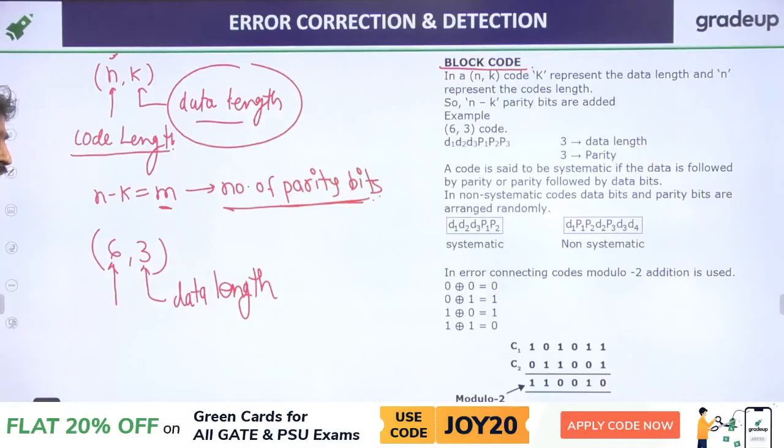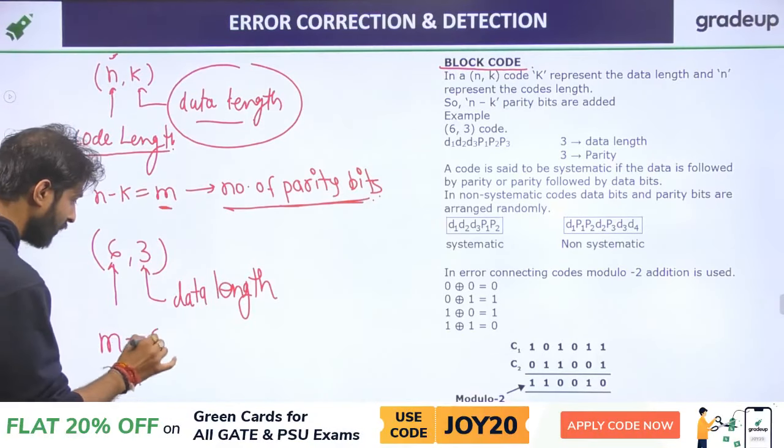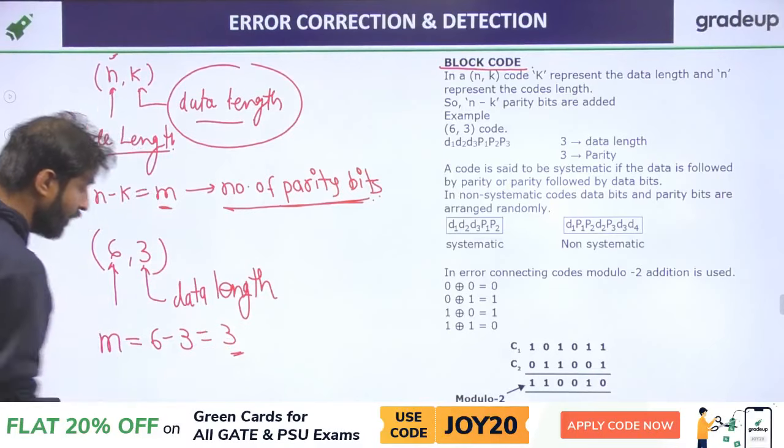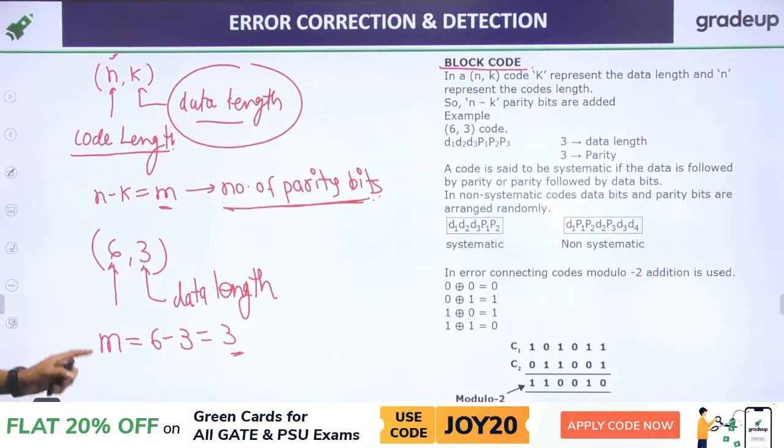Now how many parity bits are added? So find out the parity bits: 6 minus 3, that is 3. So what should we require? We have to add 3 parity bits along with the 3 data bits.